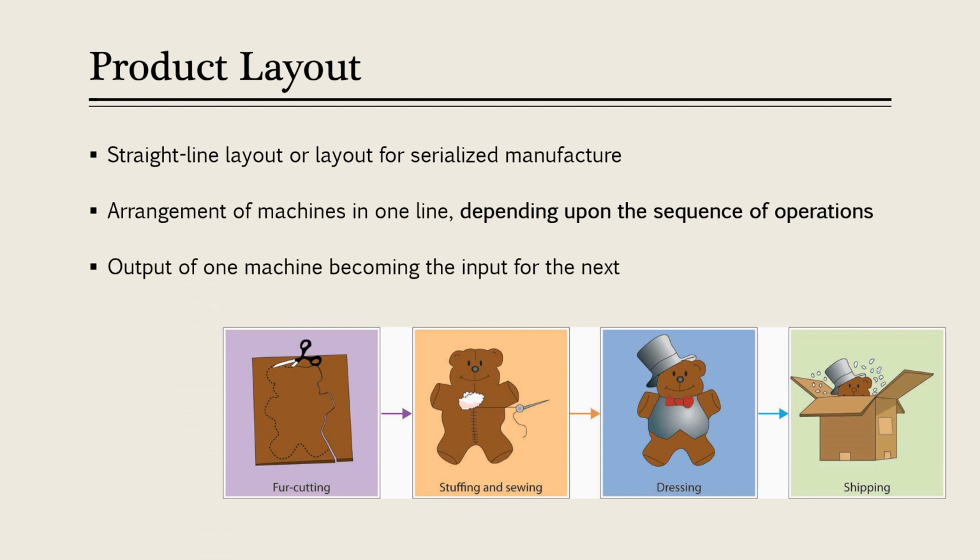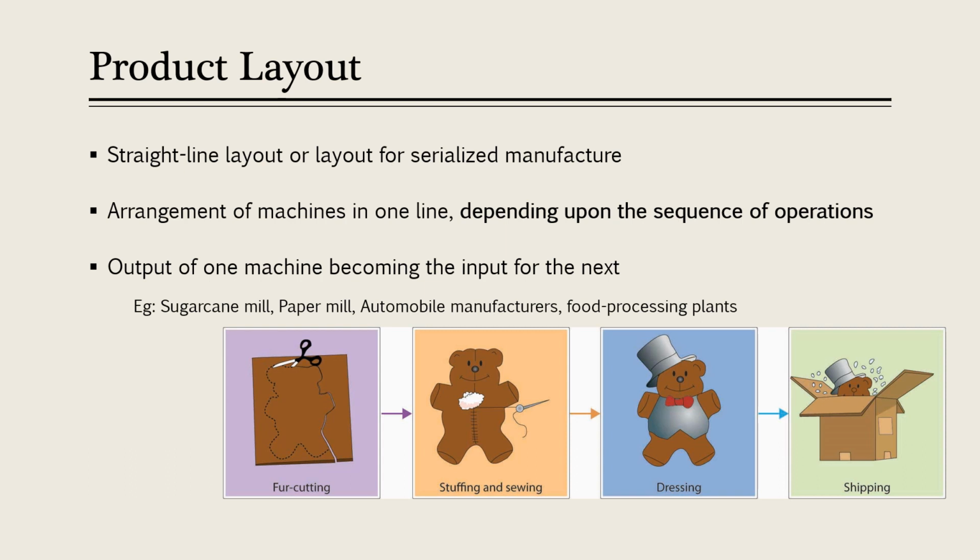The output of one machine becomes the input for the next, such as in sugar cane mills, paper mills, automobile manufacturers, and food processing plants. You can see this type of product layout. In this picture, you can see the stuffed teddy bears or soft toys. Here, first we take the fur and cut it according to the relevant block. Then that will be the input for the next operation.